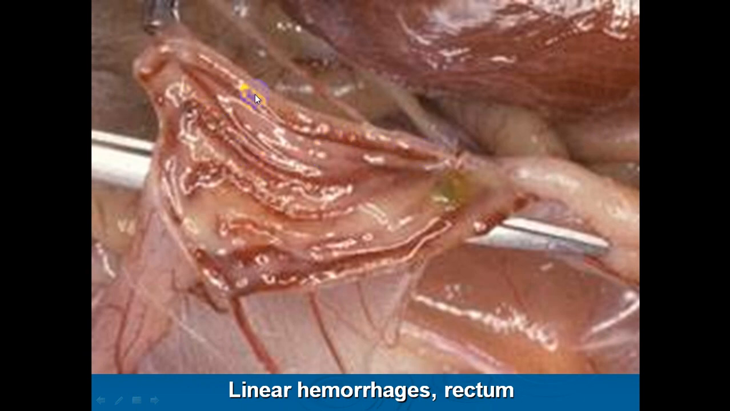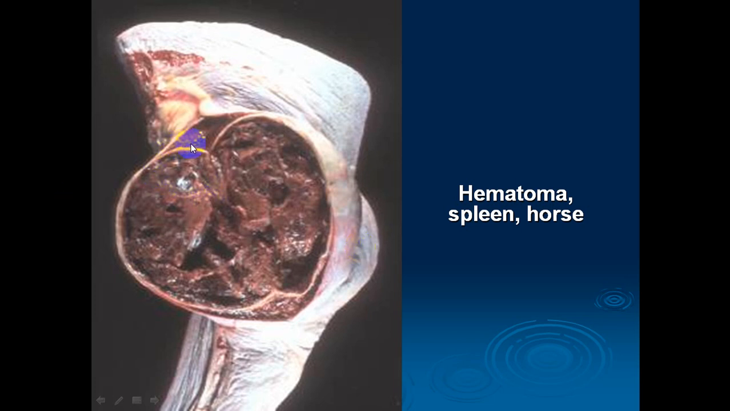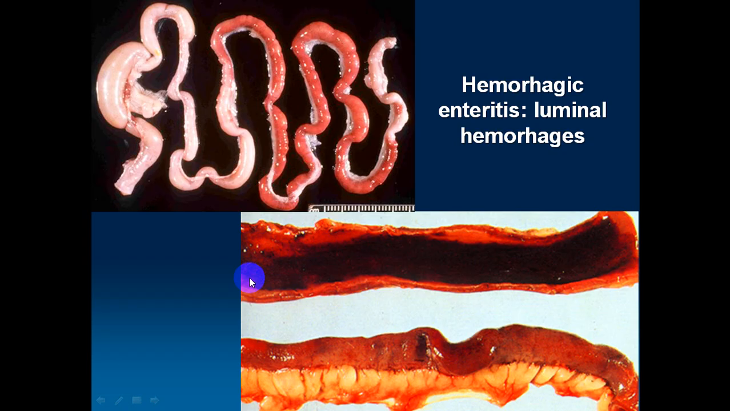This is what we call the red line form of hemorrhages. We call it linear hemorrhages. It occurs in the rectum. And then this is a sac of blood clots. Okay, this is blood clots but covered with a thin layer of tissue. We call this hematoma. This occurs in the spleen of a horse. And this one is hemorrhages in the small intestine. Okay, I think this occurs in dogs here.